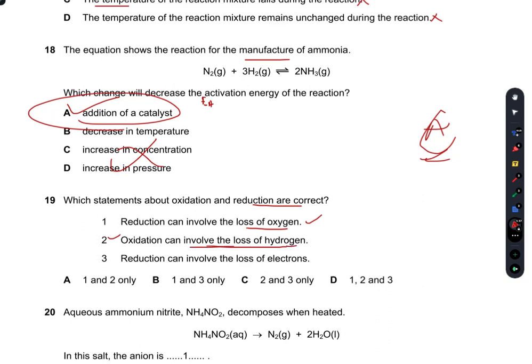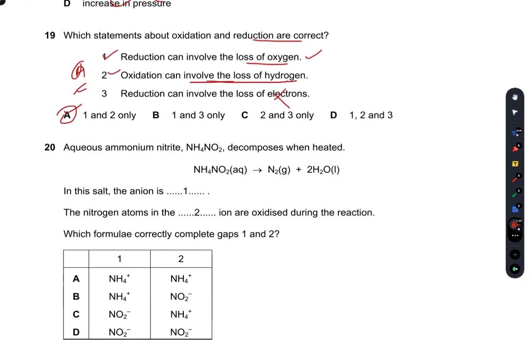Reduction can involve the loss of electrons. No, reduction only involves the gain of electrons. So 1 and 2 are correct. Reduction is gain of hydrogen, loss of oxygen. Oxidation is gain of oxygen, loss of hydrogen. So 1 and 2 are correct. A is the right option.